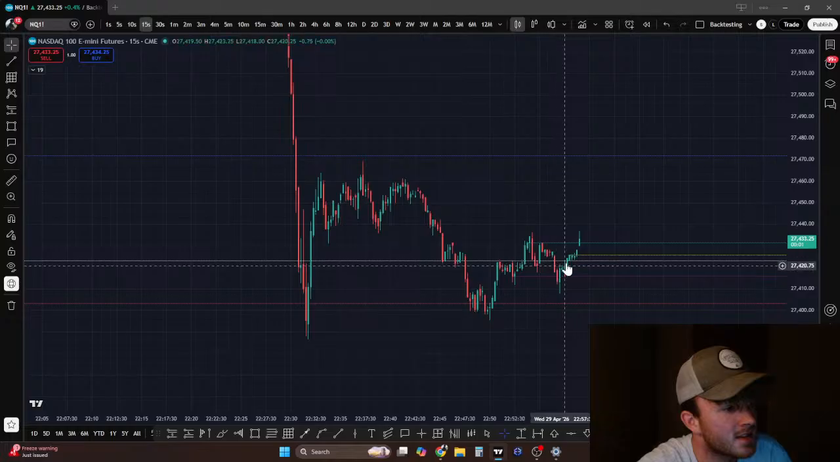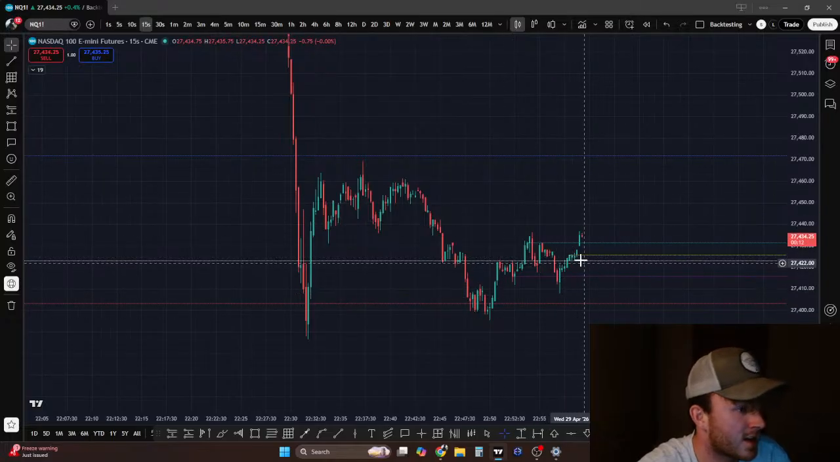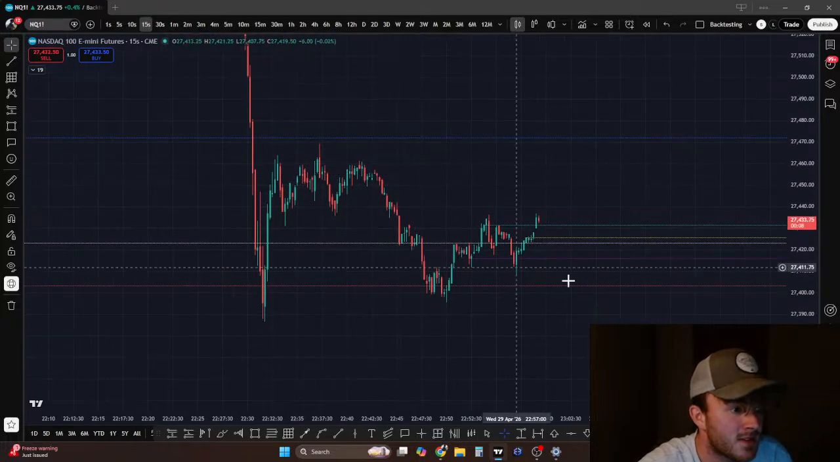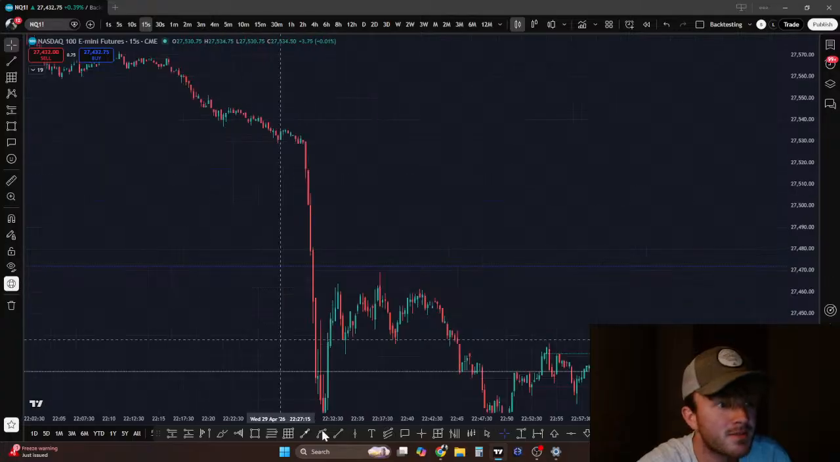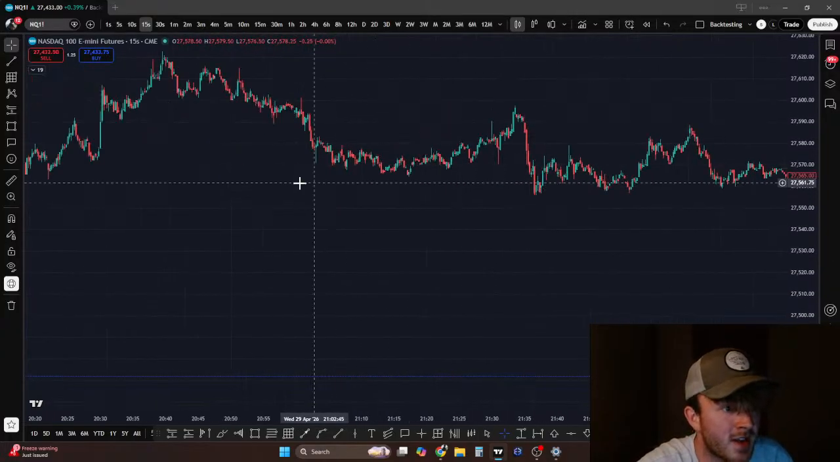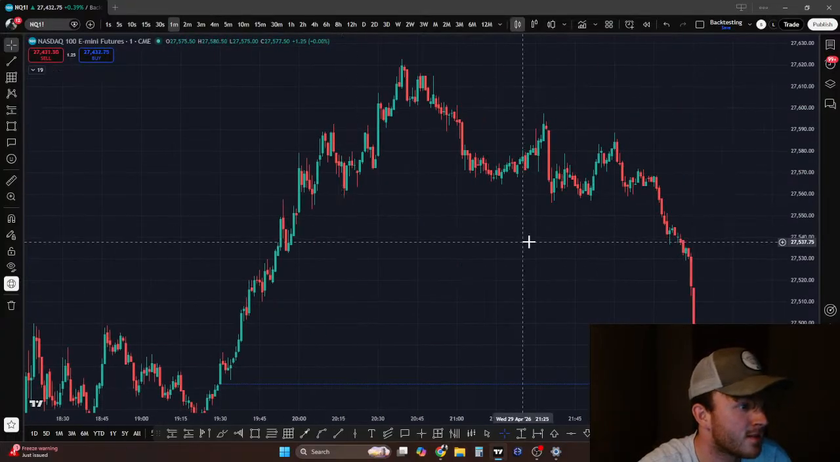So I was thinking this inversion could deliver us up. That's kind of what I was looking for. I kind of saw that, but right now I'm just not super sure. You know what? I wanna see if there was a first fair value gap for Asia. I'm gonna back it up a little bit. Let's go ahead and see.